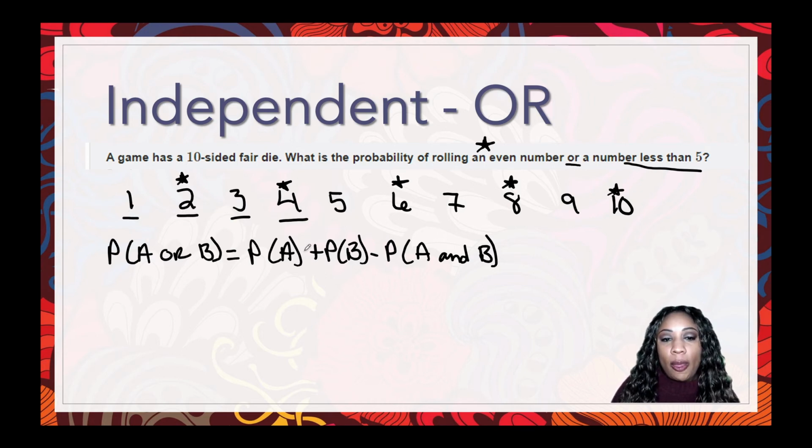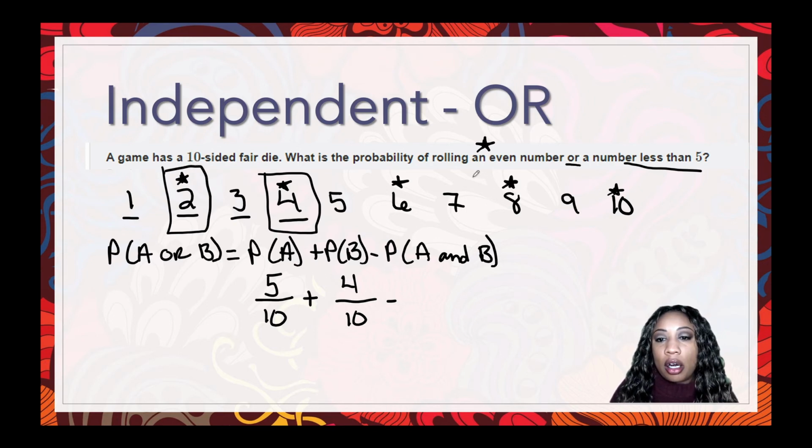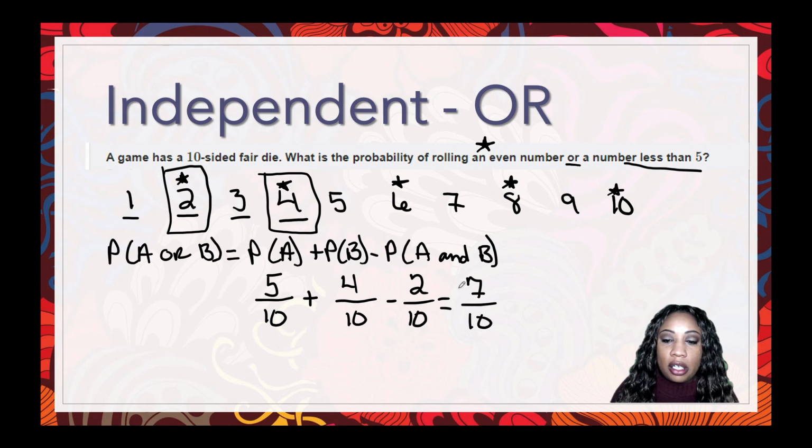All right. So we have 1, 2, 3, 4, 5 that are even out of 10. And we have 1, 2, 3, 4 that are less than 5 out of 10. And now we have to still subtract that overlap. So a star and an underline is an overlap. So we have 2 that are an even number and less than 5. So we have to subtract 2 over 10. Again, taking out that overlap so we don't count 2 and 4 twice. And that's going to give us 7 out of 10.